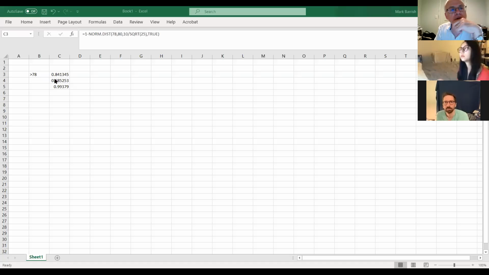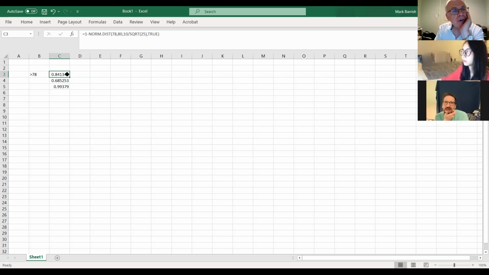Excel, here we go. So this one here is greater than 78. Notice I put 1 minus the normal distribution. Just remember to put 10 divided by the square root of 25. Now, if you're repeating the same equation over and over again, you could put a cell in for x, where you just change the x. You can have another cell which is referring to the mean. You put the mean somewhere, you put your standard error somewhere, so you just have it there. And then you just simply change the numbers.